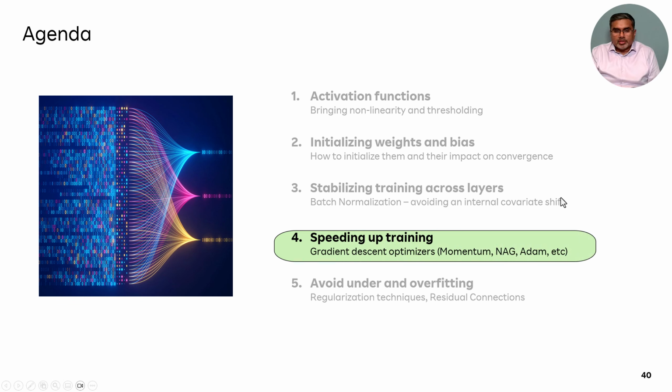Now let's look at the other part of tuning your neural network, which is training. How do you speed up training? We already looked at activation functions, initializing weights and biases. We looked at how you normalize the internal layer so that you avoid internal covariate shift. Now, how do you make your gradient descent algorithm go faster?